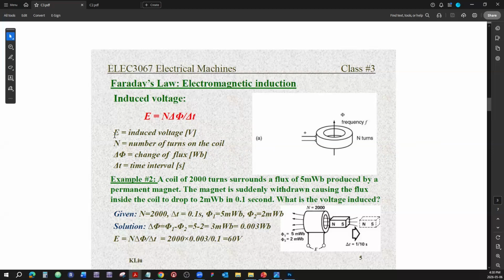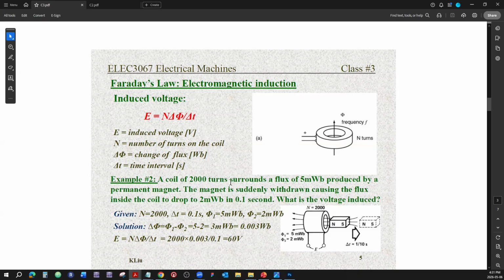All right. So the letter E stands for induced voltage, and it's in volts. The number of turns has no unit. It's just a number. How many turns? Delta phi represents change of flux, and that's in Webers. Sometimes you're going to hear Webers pronounced differently, depending on where you are. Now then, it's change of time, and the time is in seconds. And here's another example right here. A coil has 2,000 turns.